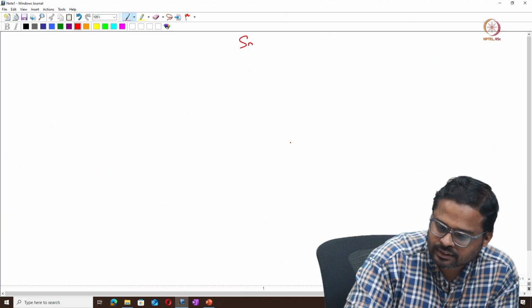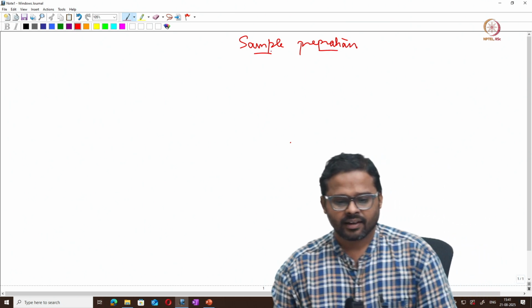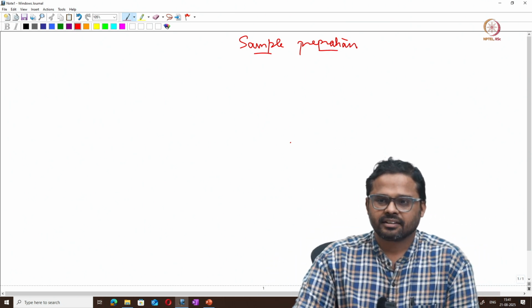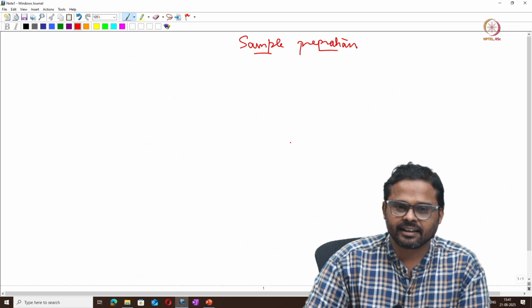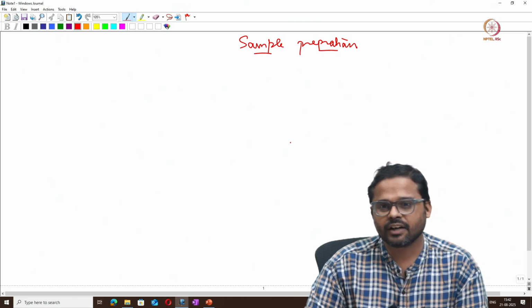Now in this class we will start with the sample preparation, which is very important for doing the experiment. So we know that sample preparation is a very crucial thing, where the sample should be optimum enough so that your atoms get polarized at a definite voltage, and so that they can field evaporate.